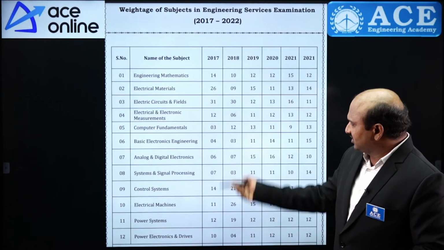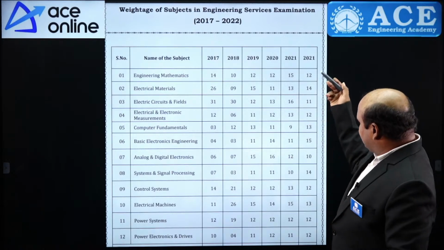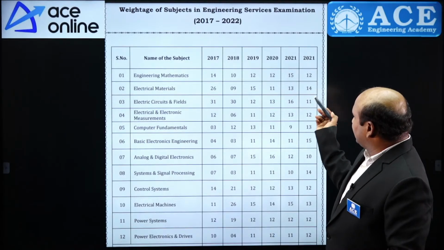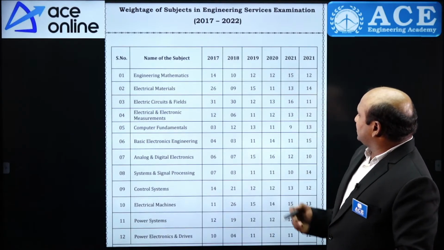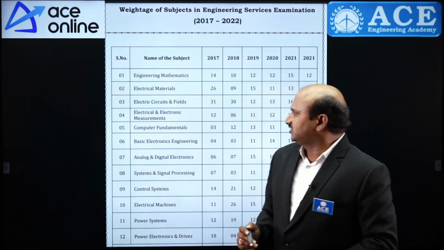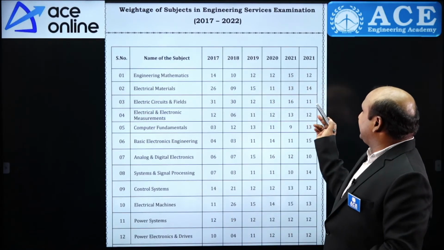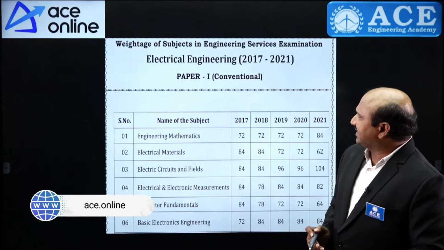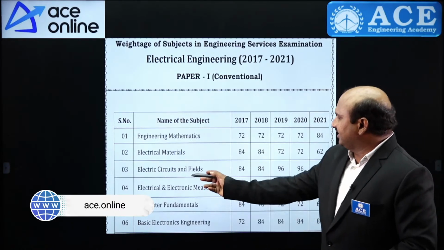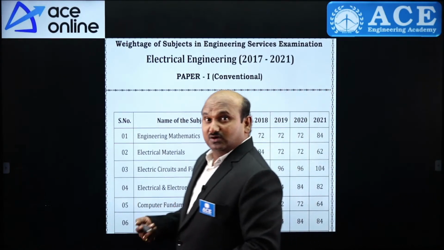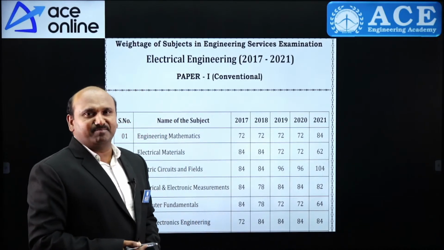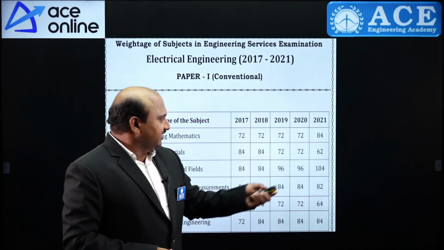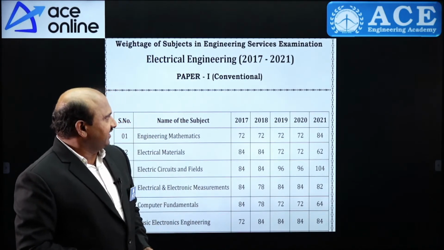Out of 150 questions, these are all 150 questions every year. Here 11 questions are given, and in this one 16 questions. Electrical circuits and fields both combined this year have 11 questions. Now the conventional paper under electrical engineering, electrical circuits and fields, has 104 marks given under conventional paper 1, right? On average you can get nearly 96 marks.